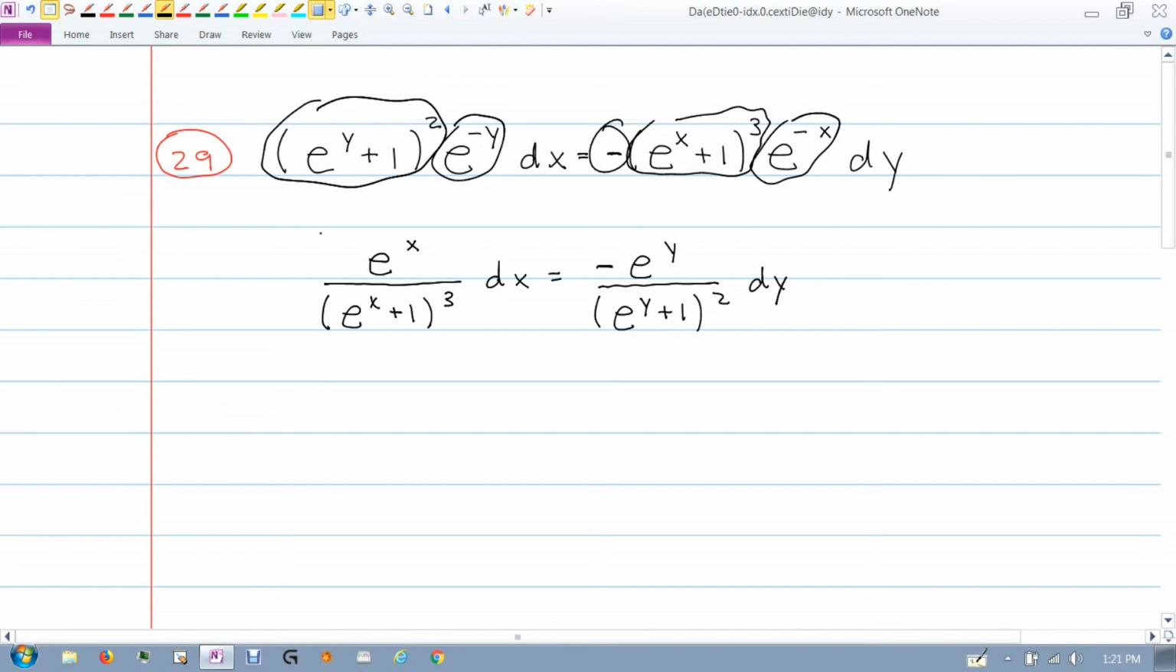Now, integrate. Now on the left-hand side, I'm going to make a basic u substitution. U is equal to e to the x plus 1. The derivative of that is e to the x dx, which is exactly what we have right here.